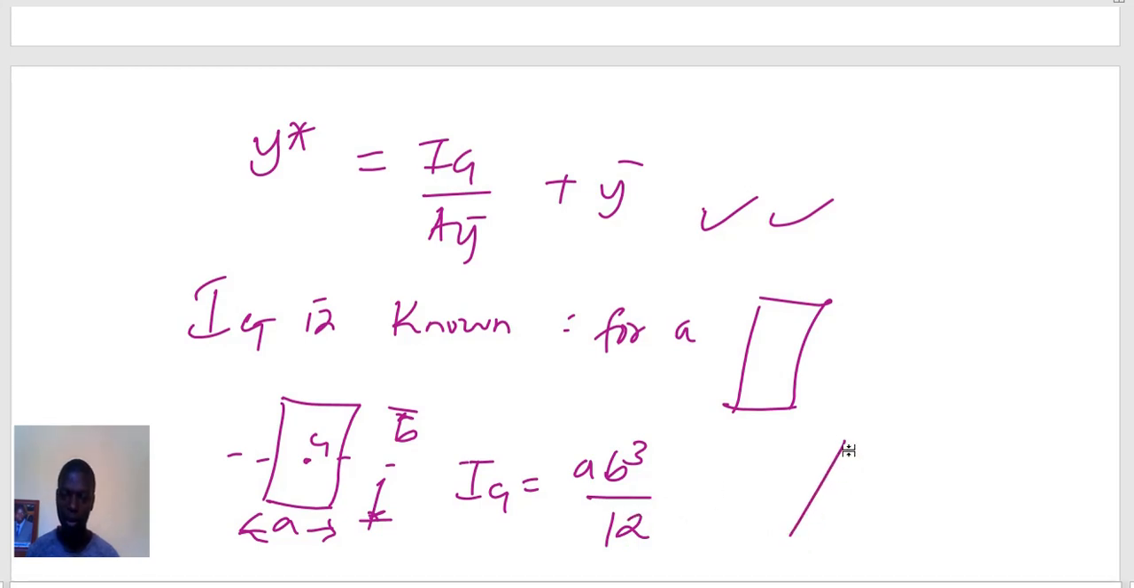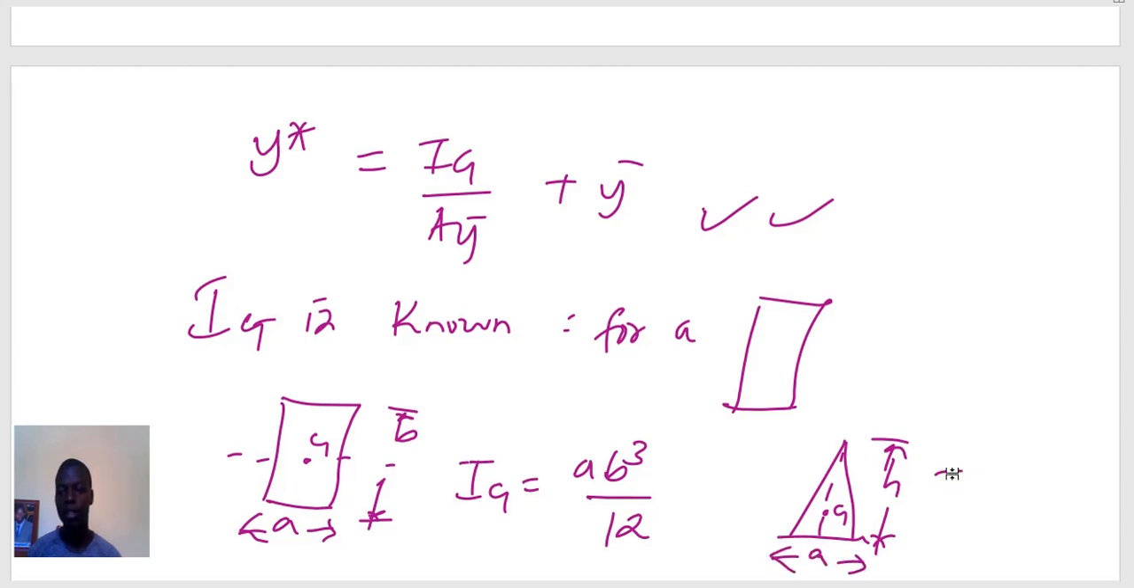For a triangle, if this is a triangle and this is G, this is h from there to there, and maybe this is a. Its Ig, which is the second moment of area about an axis passing through the center of gravity, is equal to a b h cubed out of 36.